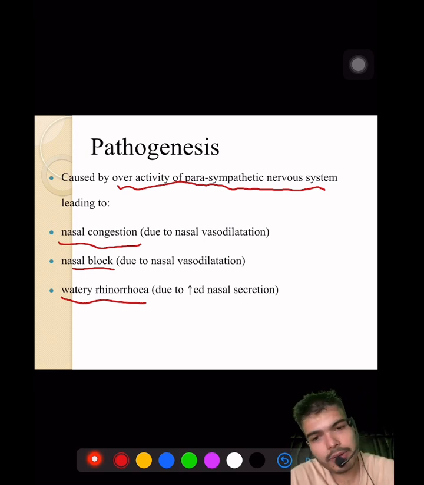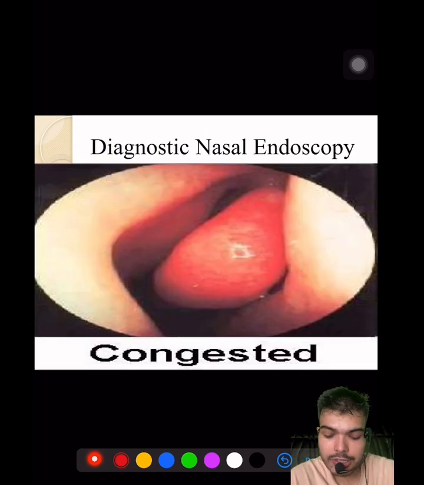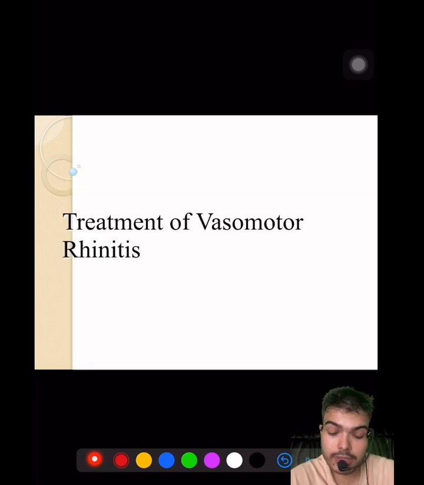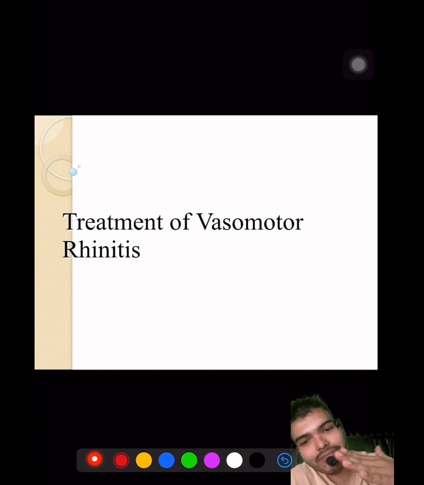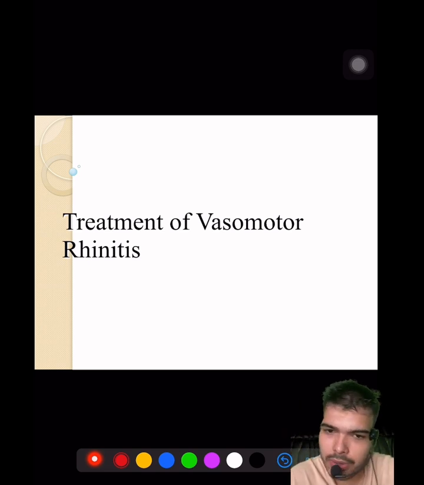So you can go for a diagnostic nasal endoscopy, and you can see the congested nasal mucosa. Treatment of vasomotor rhinitis: you have to sleep with the head end elevated by 30 degrees. These are all the conservative methods, right? Work in a cool environment, not cold. Cool means medium temperature, not very hot, not very cold. And keep your body warm. And regular exercise to improve the vasomotor tone.